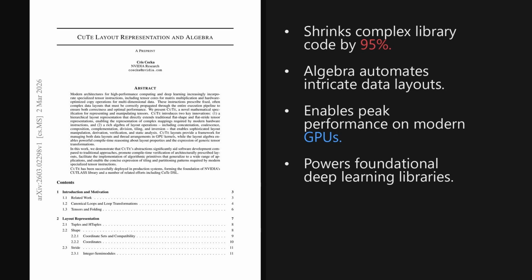Wrapping up, 2 takeaways stand out. First, treating data layouts as composable algebra rather than hard-coded indexing logic drastically simplifies high-performance kernel development, shrinking 55,000 lines of library code down to just 3,000. Second, this abstraction is critical for modern deep learning, serving as the mathematical backbone for cutting-edge systems like Flash Attention and NVIDIA's Cutlass library.